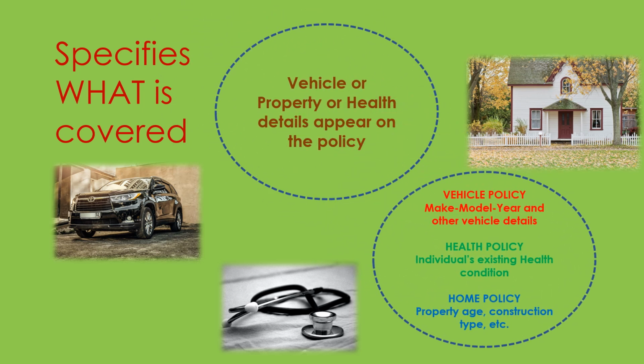An insurance policy specifies what is covered and the details of the covered item. So, if it is a car policy, then the car details like make, model and year of the car appear on the policy along with other details like present value of the car. On a health policy, the insured's health details are specified. On a property or home policy, the construction type, year it was built, etc. would be specified.